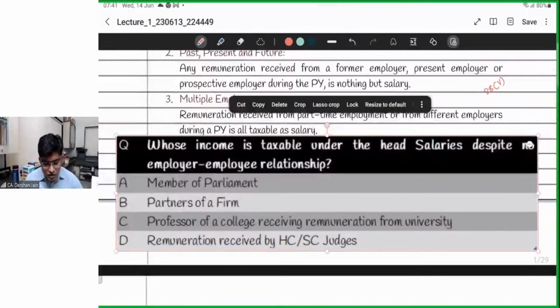D. Now, in case of D also, there is no employer for a High Court or a Supreme Court judge because they are supposed to be independent. However, yet there is a ruling which says that it is going to be taxed as income from salary. It is a Supreme Court ruling which says that even if there is no specific employer for a High Court or a Supreme Court judge, yet it is going to be taxed as salary under Section 15. So Justice Devkinandan Agrawal, 1999 Supreme Court judgment, says that it is going to be taxed under this head. So D is the right answer.